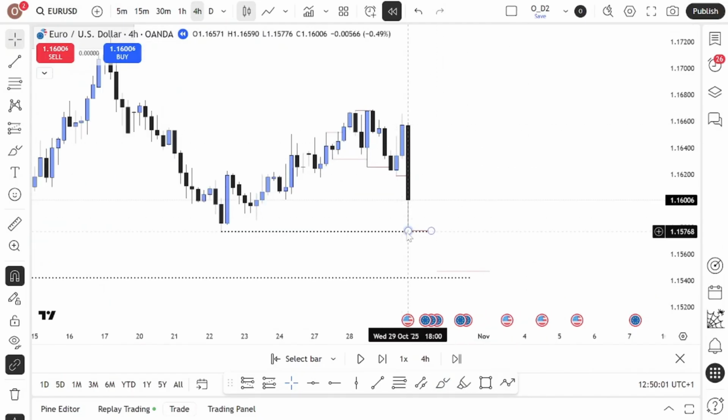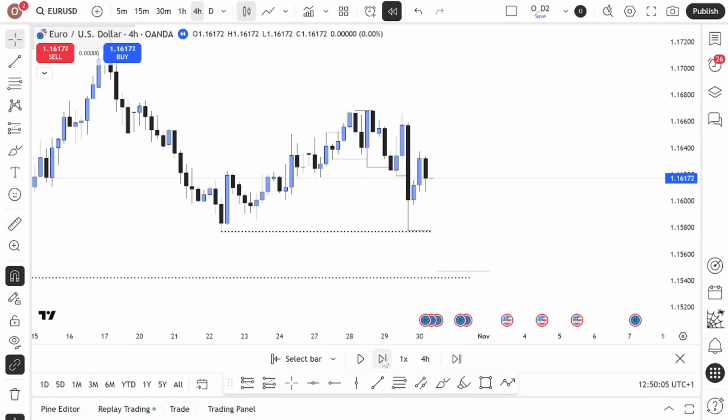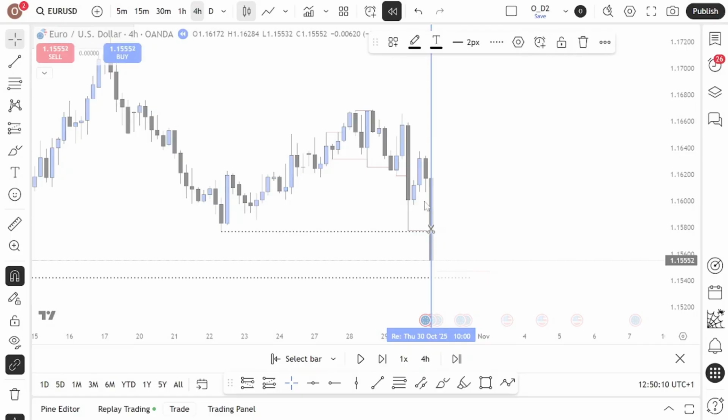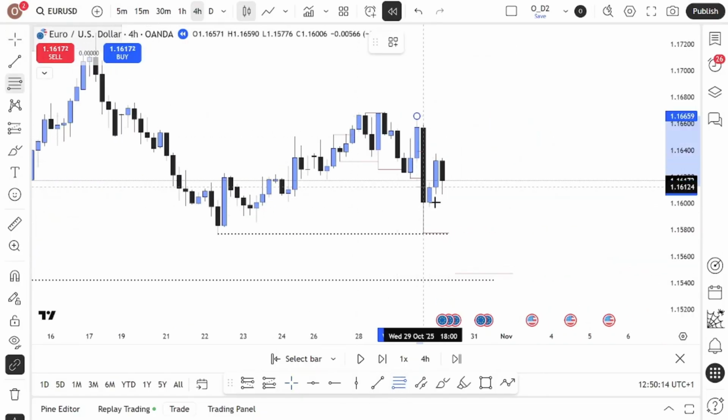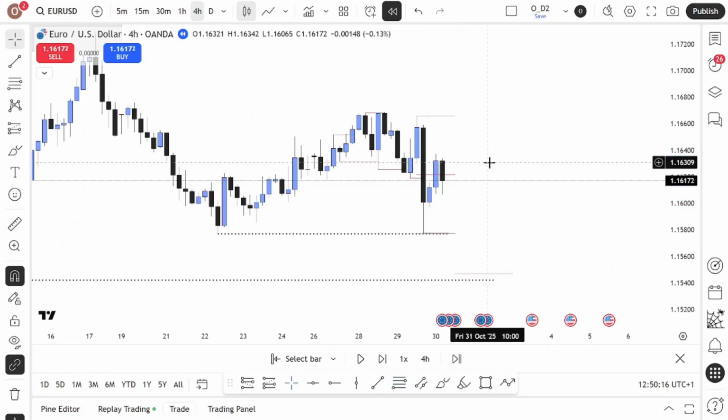So we had the break here, and then we had the pullback. This was when I was making the analysis for that day, and then I said that what I just want to see now is, I've seen my pullback, I've seen price come into the 50% or cross the 50% region.